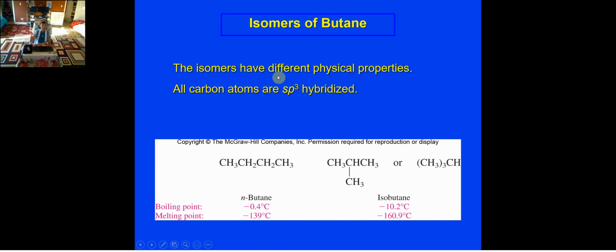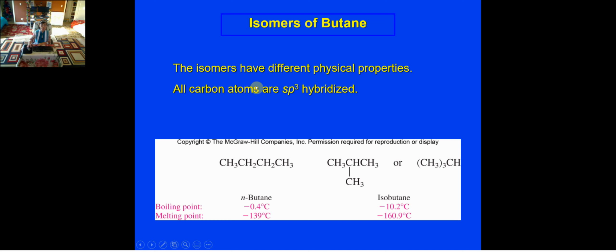This type of isomers is called constitutional isomers due to the different atomic connectivities. These isomers have different physical properties. They have the same chemical formula, C4H10, but the connectivity is different. Therefore, the bond line structure is also going to be different. The isomers again have different physical properties.